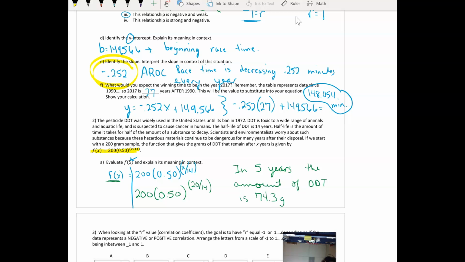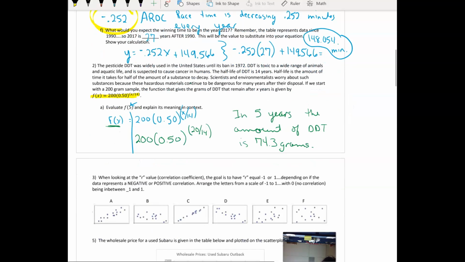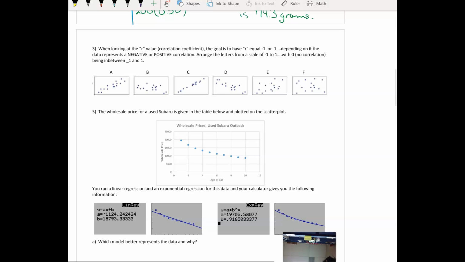And this is in grams, so I'll just write grams. All right, let's take a look at the next one. So on this one, this is that whole matching thing. So putting what we would think is the best.